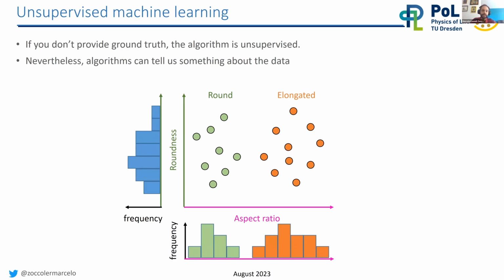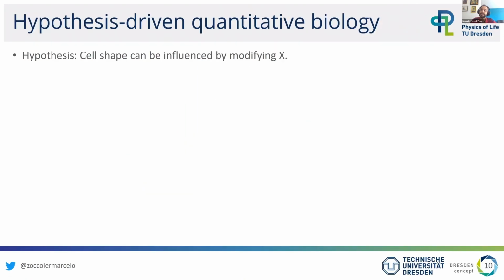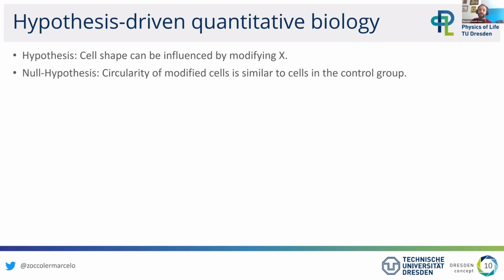And that's interesting because that can change how we ask our hypothesis, our biological question. So imagine we have a hypothesis that cell shape can be influenced by modifying parameter X. So you do some kind of treatment, and then you expect the cell shape to change. So we start, for example, with a null hypothesis, and we must choose some sort of shape measurement, maybe circularity. And then the null hypothesis would say that the circularity of modified cells is similar to the control group.